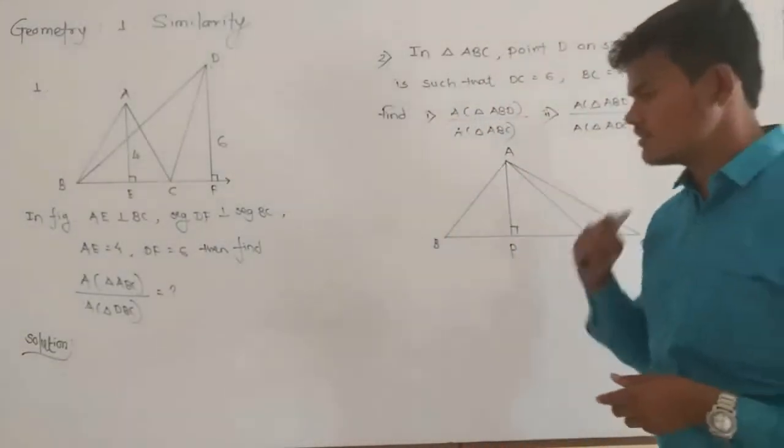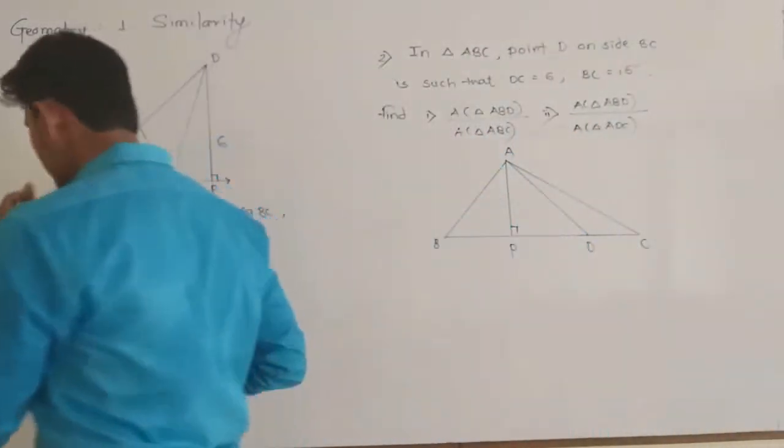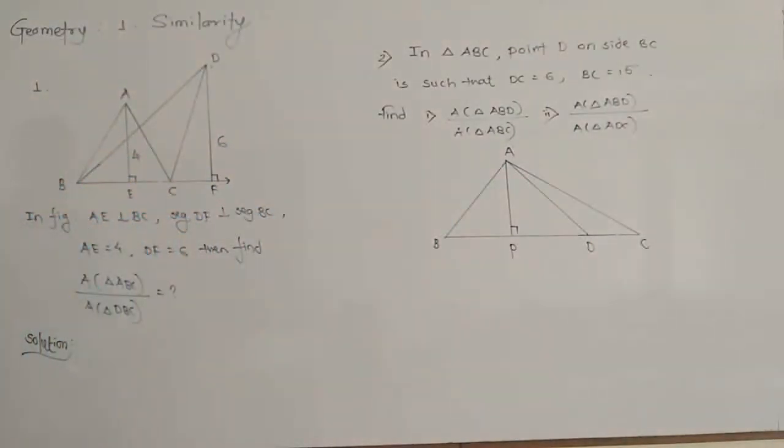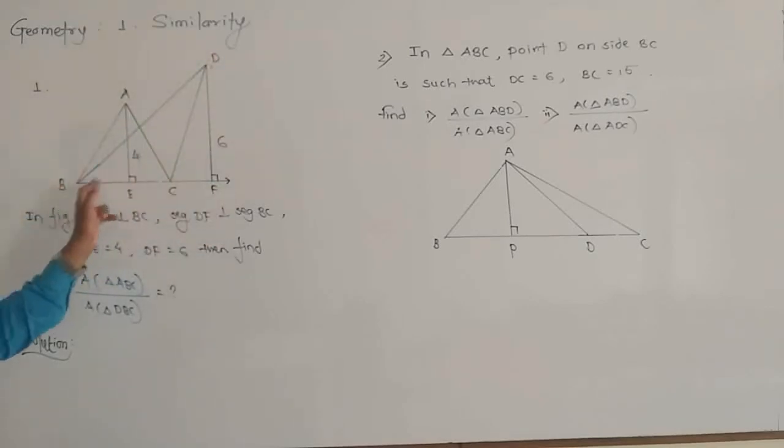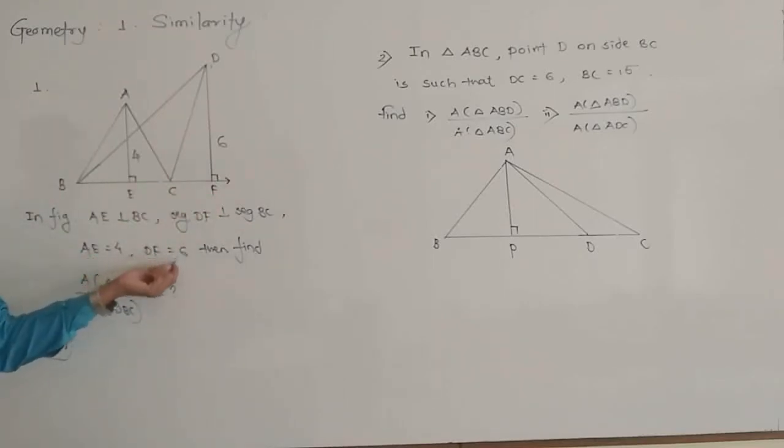Let's take the first example. In the figure, segment AE is perpendicular to segment BC. Also, segment DF is perpendicular to segment BC. Here, the length of AE is 4 and DF is 6. Then find the ratio of areas of two triangles, that is, the ratio of area of triangle ABC to area of triangle DBC.